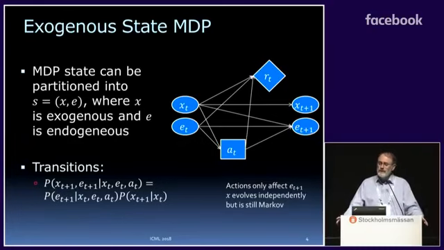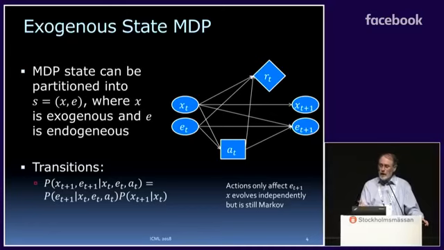So why don't we try to formulate this as an exogenous state MDP? So what we do is assume or assert that the MDP state space can be decomposed into two subspaces, one of them exogenous, which we'll call X, and one endogenous, which we'll call E. And I want to emphasize that we don't assume that these are state variables that we're given. We're going to have to discover those subspaces.